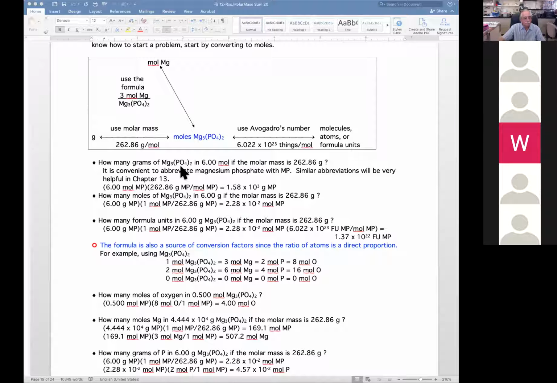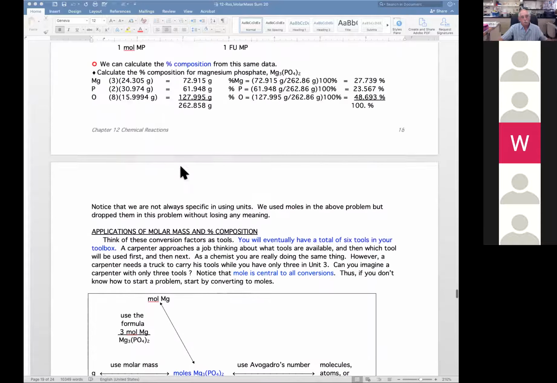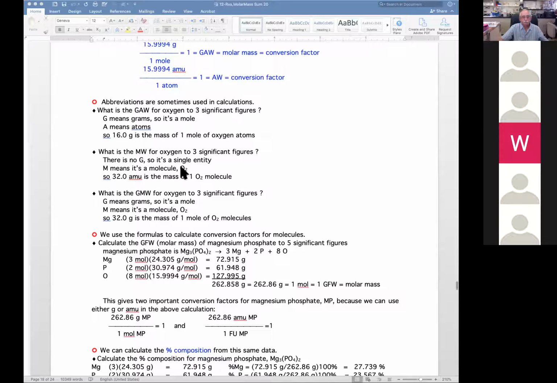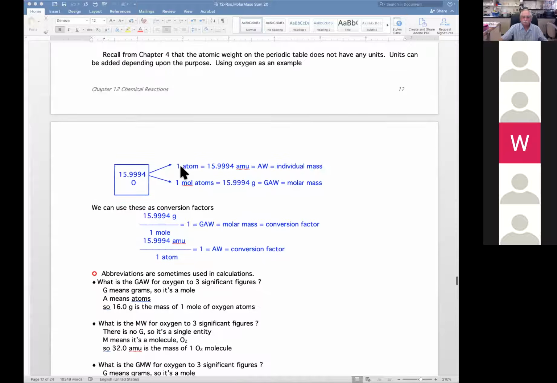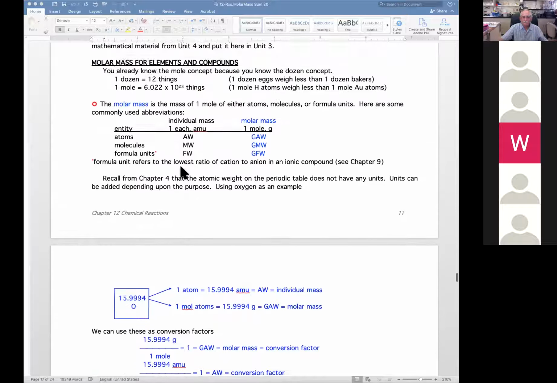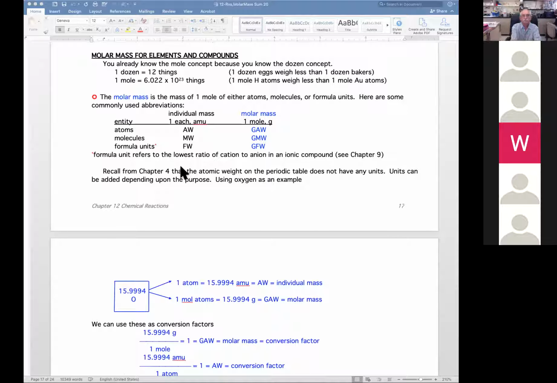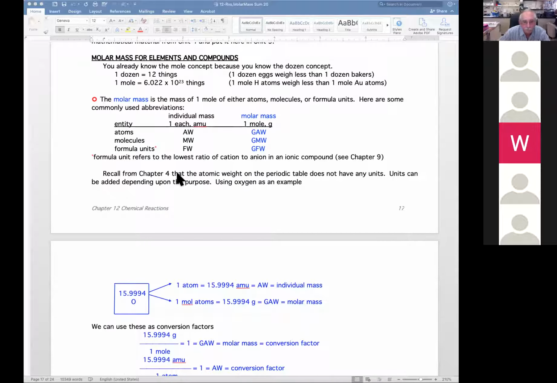Excuse me, Professor. On the previous page, with all the nomenclature like GW, AW, could you go over that a little bit? Because I'm not quite sure. I understand the difference between AW and GAW. What does the W represent?